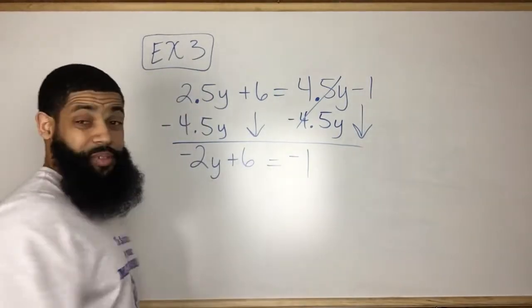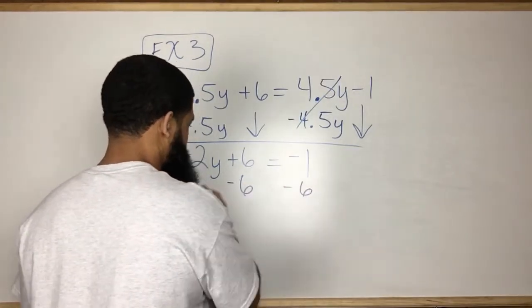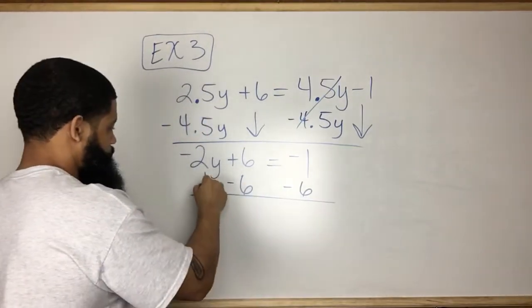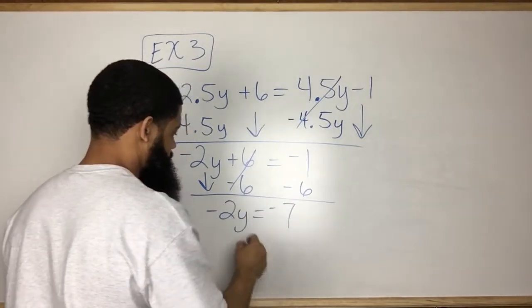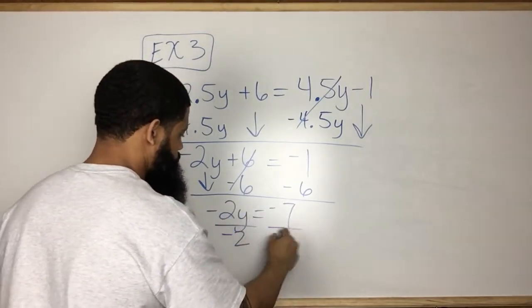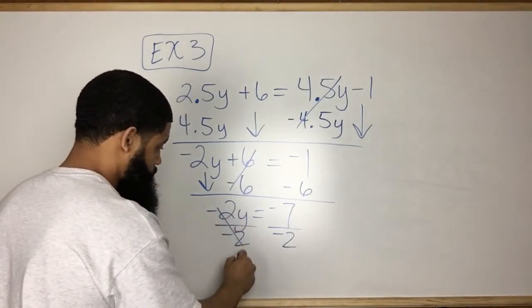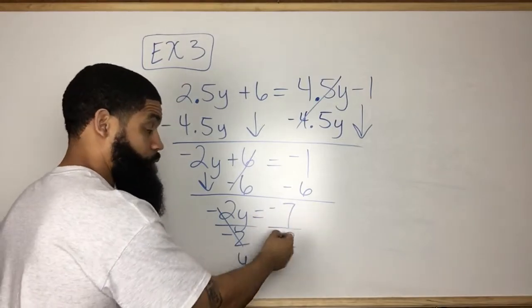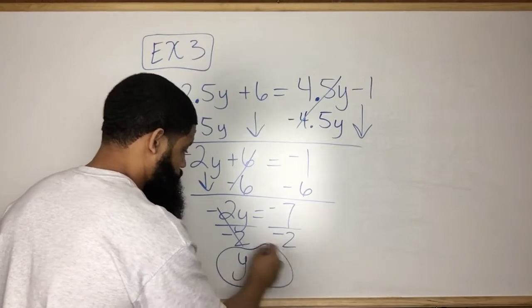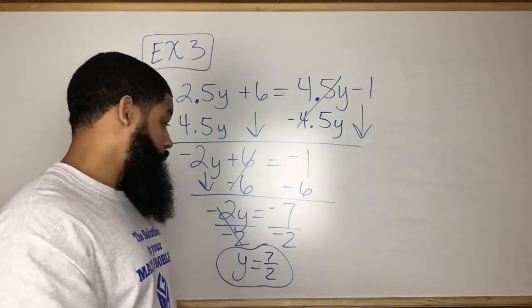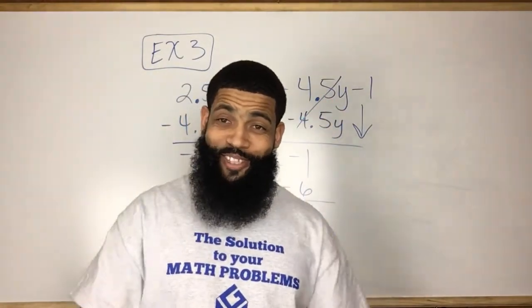Opposite of adding 6 is subtracting 6. So I'm going to subtract 6 here, subtract 6 there, and then I bring that down. Those cancel. Negative 2y equals negative 7. Divide by negative 2, because we've got to get the y by itself. Those cancel, so y equals a negative divided by a negative, which is a positive. But 7 over 2 is going to remain the same. Okay? And there's your solution. I got the solution to your math problems.